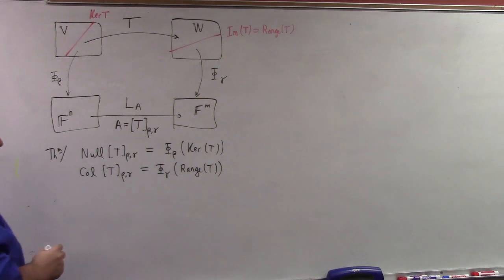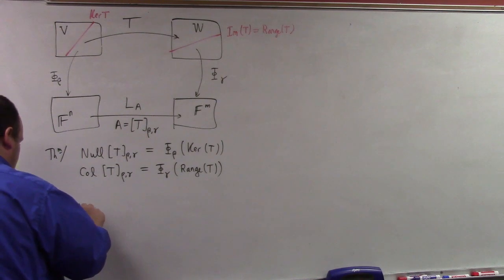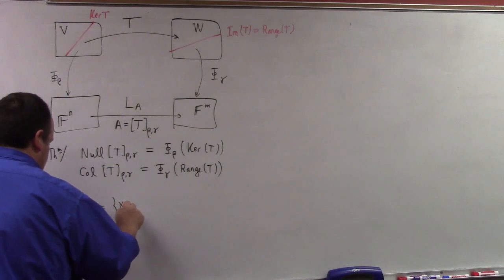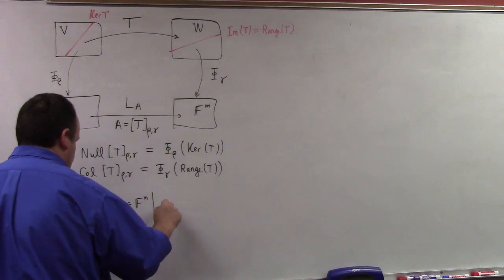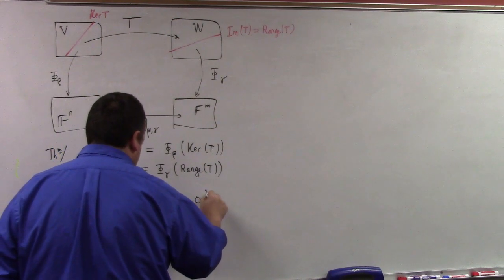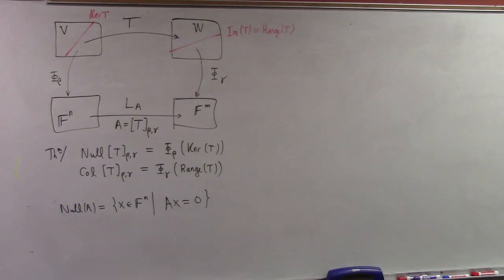Can you remind me what the null space is? So the null space of a matrix A is equal to x in F^n such that Ax equals 0. And the column space is the span of the columns, right? Okay. Now, notice that the coordinate maps are isomorphisms, right? Agree? The coordinate maps are isomorphisms.